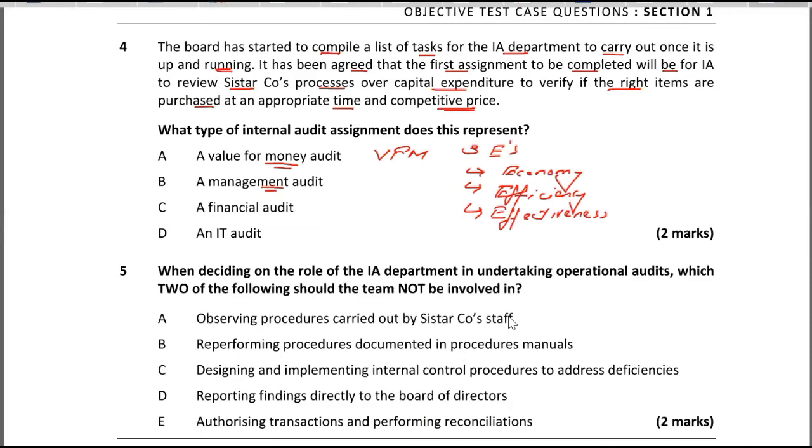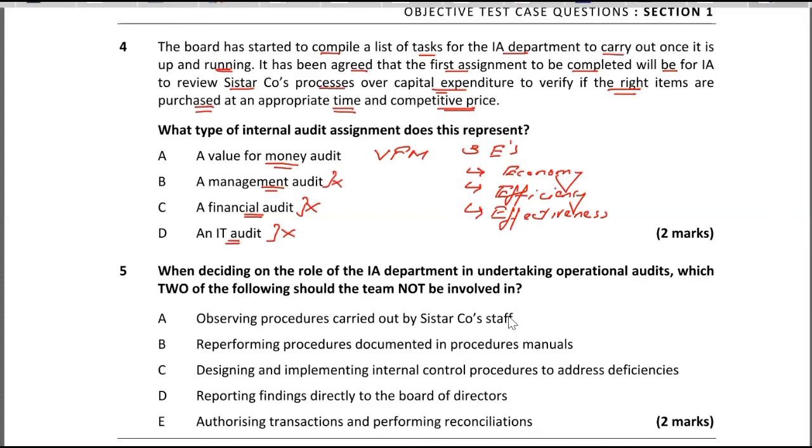A management audit, a financial audit, an IT audit. So what they are concerned about, process over capital expenditure to verify if the right items are purchased at an appropriate time and at a competitive price. So IT audit just confirms the IT related things only. So this is not the IT audit. The financial audit just confirms the cost. And that means they're just tracing out like whether there are no frauds involved, they are being purchased at the right amount, there is no under or over invoicing. A management audit represents the audit of the management and its operations.